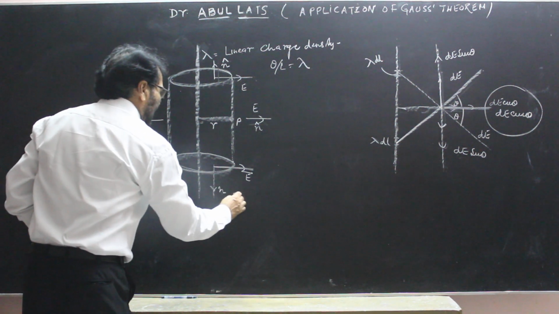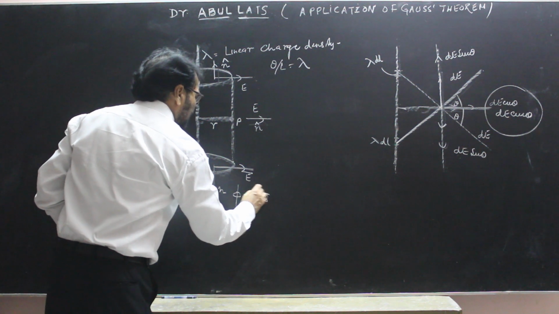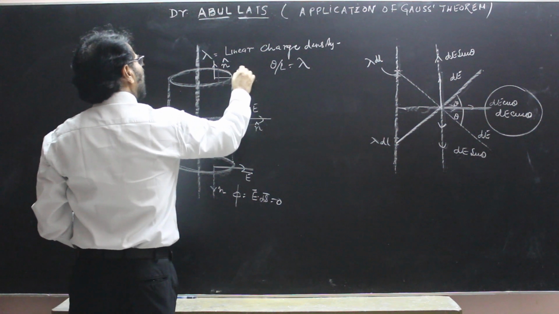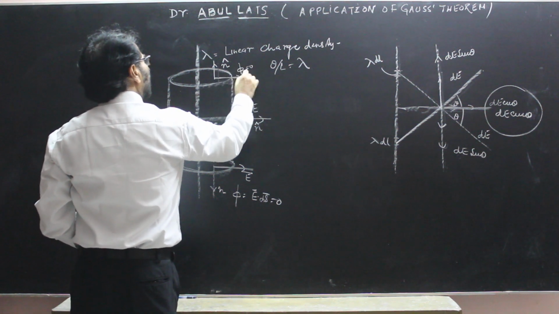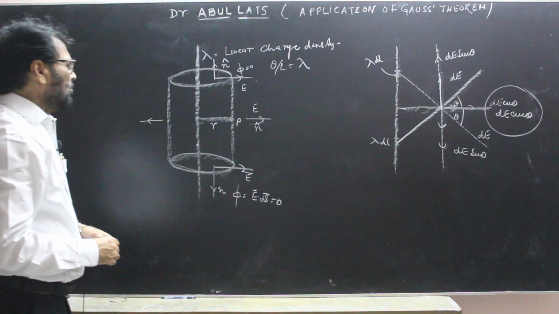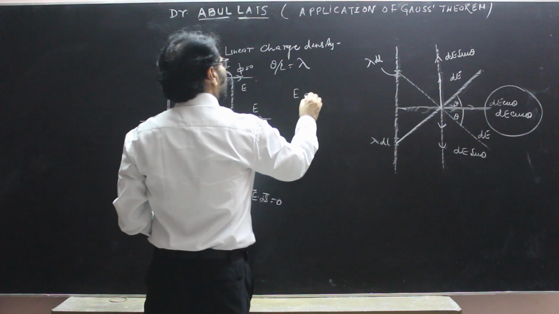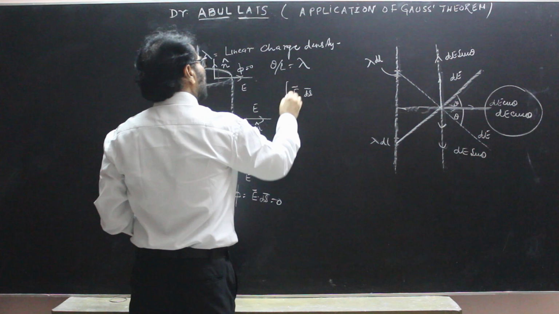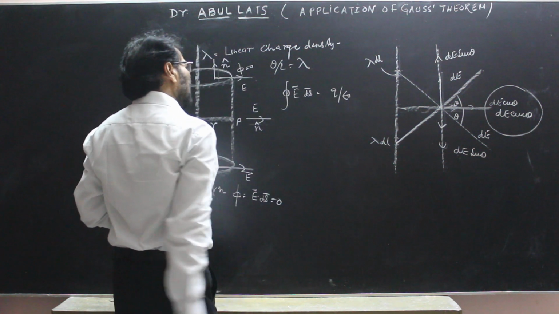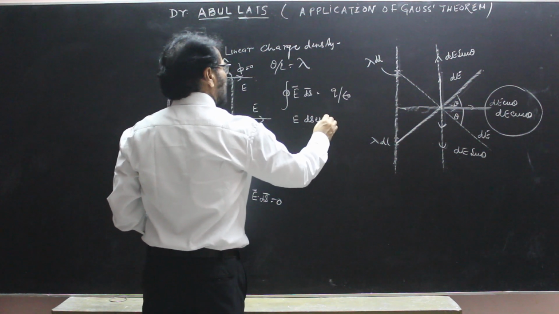So here the flux E dot dS will be 0. Here also the electric flux will be 0, because electric field and area vector normal to the conductor are perpendicular to each other. But on the curved surface, E dot dS is finite. E dot dS is q by epsilon naught. E is E and dS cos 0.